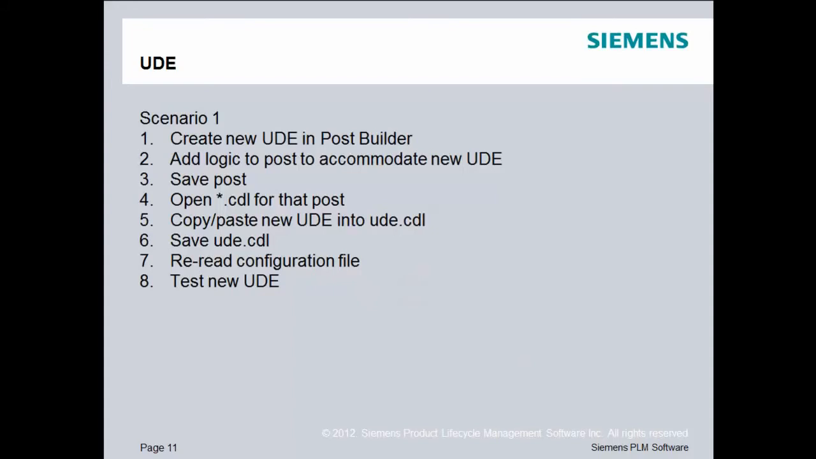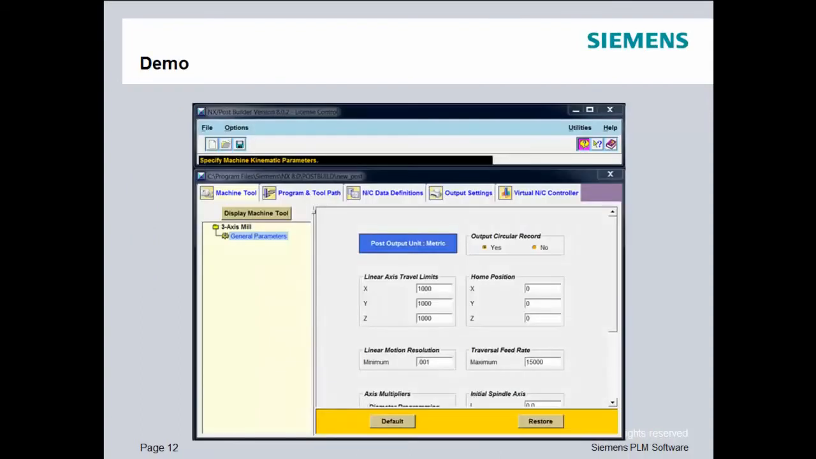In our first scenario, we'll create a new user-defined event in PostBuilder. We'll then add logic in the post to accommodate this new user-defined event. We'll save the post. We'll then open the CDL file that was created for that post. We'll copy and paste our user-defined event into the main UDE.cdl file that NX uses. Then we'll save that file, reread it, and then we'll test that new user-defined event. Let's get started.